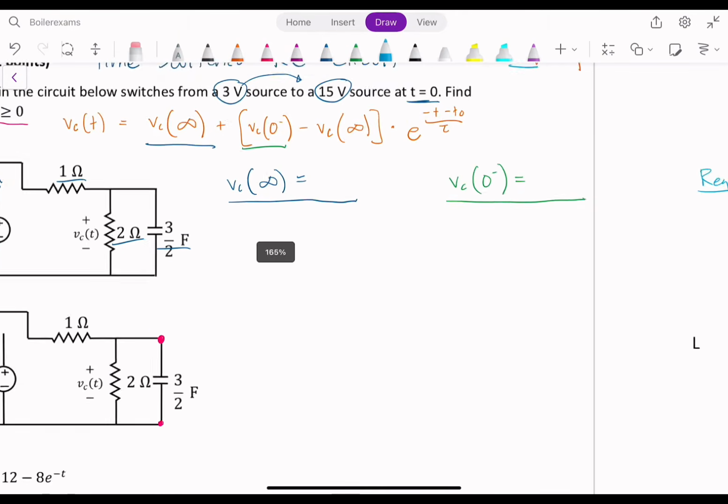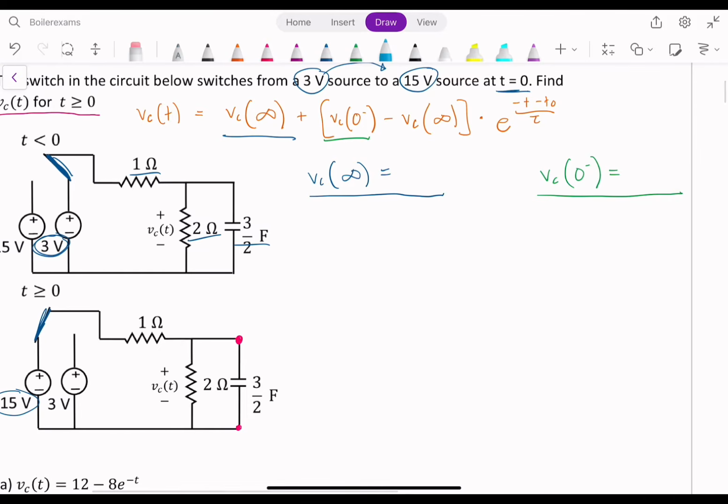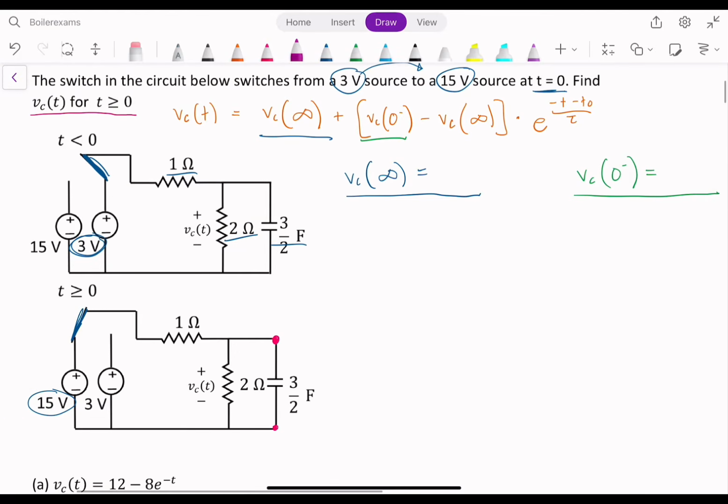The first thing is V sub c of infinity. Remember that this question is asking us to find the voltage across the capacitor at times t greater than or equal to 0. So in this circuit, after the switch has occurred, we want to find the voltage across this capacitor. Let's rewrite what this circuit looks like after our switch has occurred with this 15-volt source attached. So, to make it look a little nicer: 15 volts, our 1 ohm, our 2 ohm.